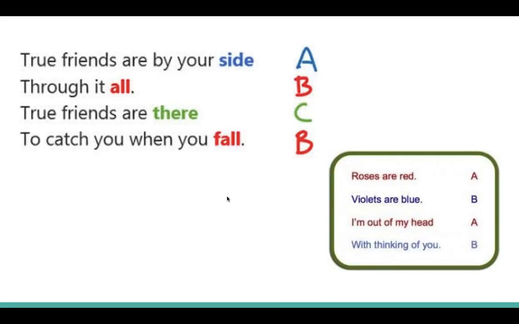Let's look again some more. Here we go, and read it as we would with the punctuation. True friends are by your side through it all. True friends are there to catch you when you fall. Okay, so true friends are by your side. Side is the first one. Boom, we're giving it the A. All does not rhyme with side, so we go to B. True friends are there. There does not rhyme with all or side, so it goes to C. But oh, look at here now, to catch you when you fall. Fall does rhyme with all, so you go to B in that regard.